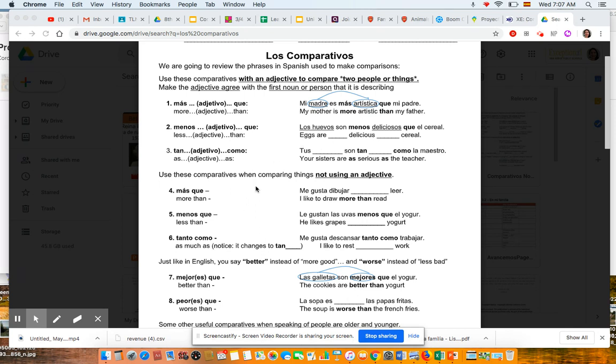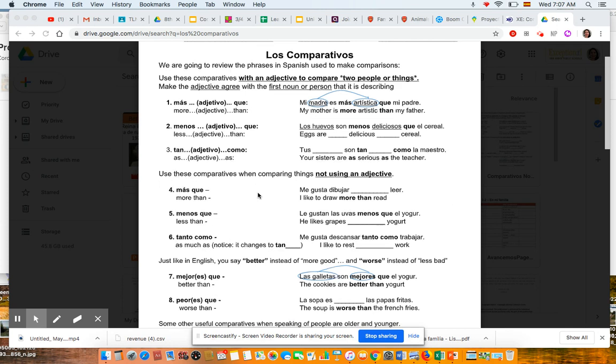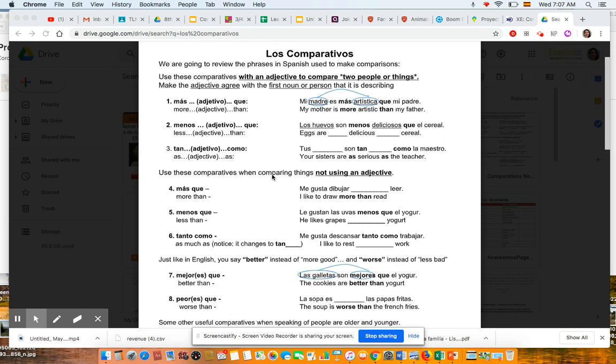Use the comparatives when comparing things, not using an adjective. This is another option. If you're comparing actions or verbs, for instance, use the same, just in a slightly different way. Instead of having más, adjective, que, we would simply have más que. For instance, me gusta dibujar más que leer. I like to draw more than read.